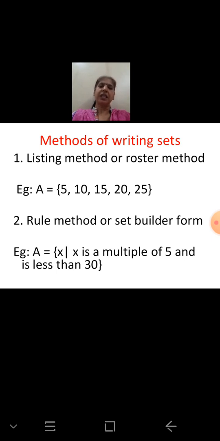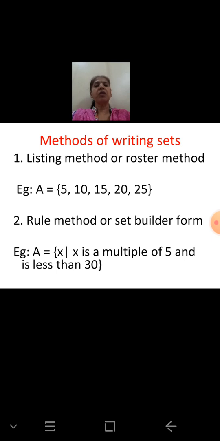Yes, the second method is the rule method or set builder method. Now in the rule method or set builder method, what do we do? We actually define the property of the variable. Like here, set A is equal to the set of all x such that x is a multiple of 5 and is less than 30, because otherwise multiples of 5 would be infinite. So here the example is that it is being listed 5, 10, 15, 20, 25.